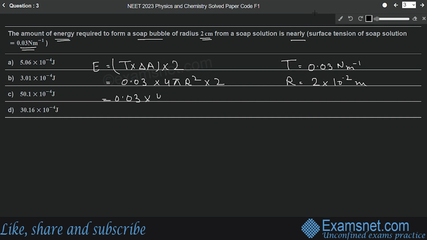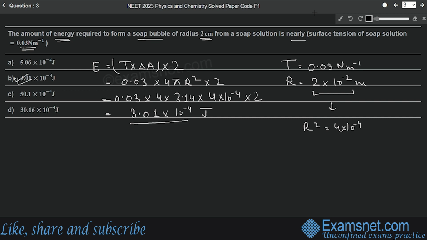0.03 into 4 pi, where pi is 3.14, into r square, that means the square of this radius, which will be 4 into 10 to the power minus 4, and then into 2. Okay, so on solving this we'll get 3.01 into 10 to the power minus 4, and the unit of energy will be joule. So this is the amount of energy required. So option B will be the correct answer: 3.01 into 10 to the power minus 4 joule.